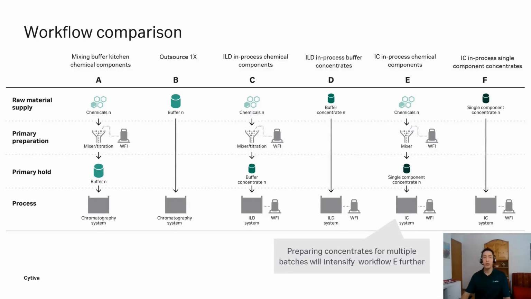Workflow B is where the buffers are outsourced, allowing pre-made buffers to come to your facility ready to use. Workflows C and D are inline dilution related. Workflow C is when the concentrated buffers are still prepared internally. And workflow D is when the concentrated buffers are also outsourced and arrive in your facility ready to use.